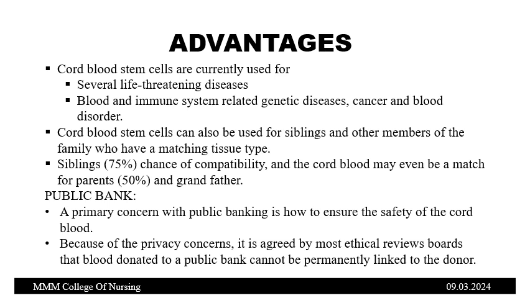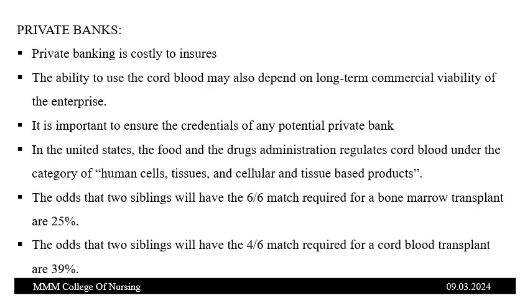Public bank. A primary concern with the public bank is how to ensure the safety of the cord blood. Because of privacy concerns, it is agreed by most ethical review boards that blood donated to a public bank cannot be permanently linked to the donor. Private banking is costly to insure. The ability to use the cord blood may also depend on the long-term commercial viability of the enterprise. It is important to ensure the credentials of any potential private bank.